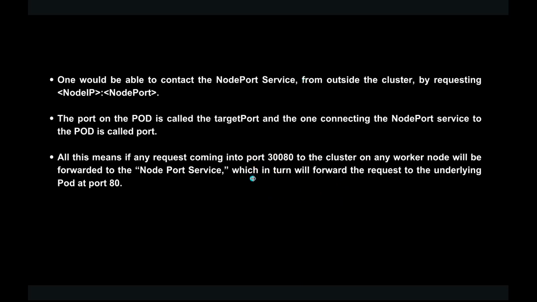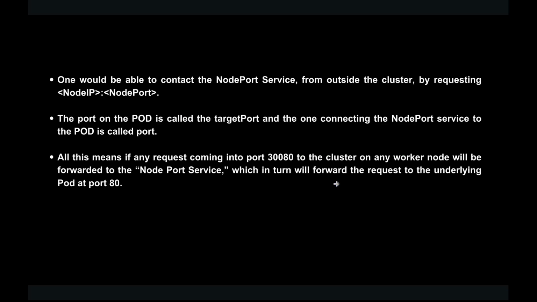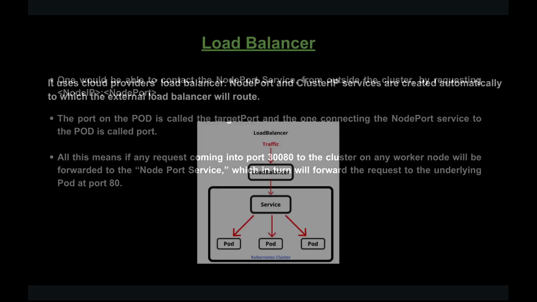So any request coming into port 30080 on any worker node in the cluster will be forwarded to the NodePort service, which in turn forwards the request to the underlying pod at port number 80. Right? So the request will first come to this node IP colon the node port. Then from the node port it will go to this particular port 80 and be forwarded to the pod on port 80, that is your application. So that's how your NodePort service works in general.